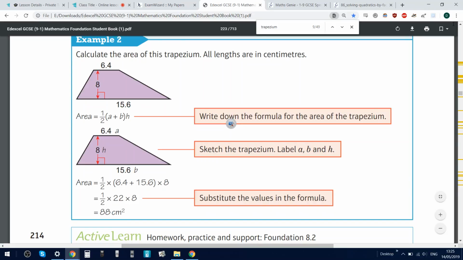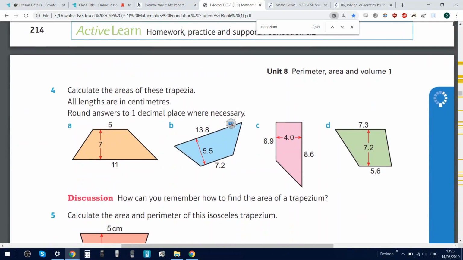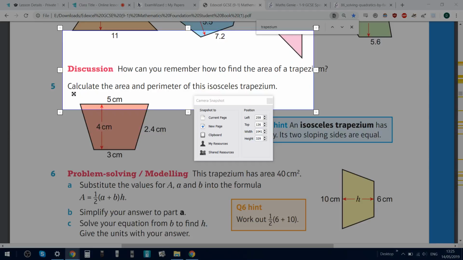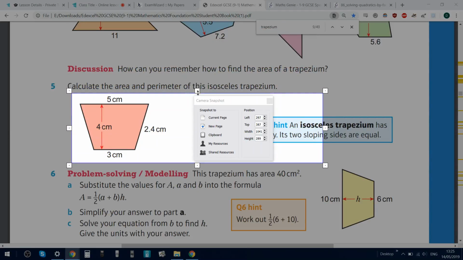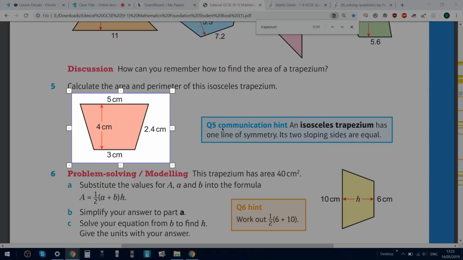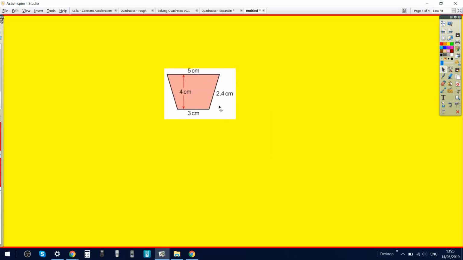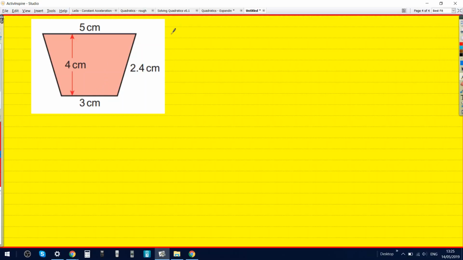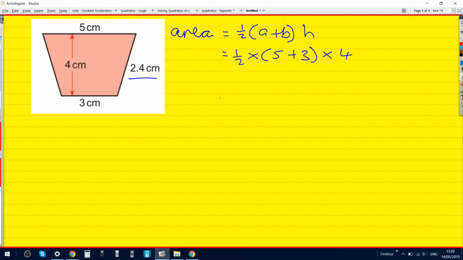So add the two parallel sides times a half times the perpendicular height. And so it's not times the slant. So what would you do for this one? Okay, this one. It's half times a plus b. So it's going to be half times 5 plus 3, and times the height, which is 4. And so this was a red herring. Didn't need that.